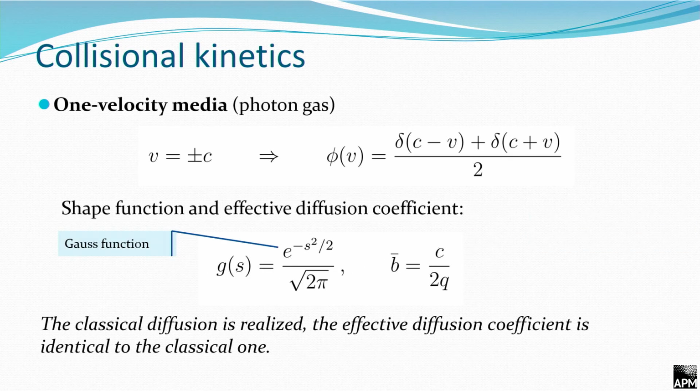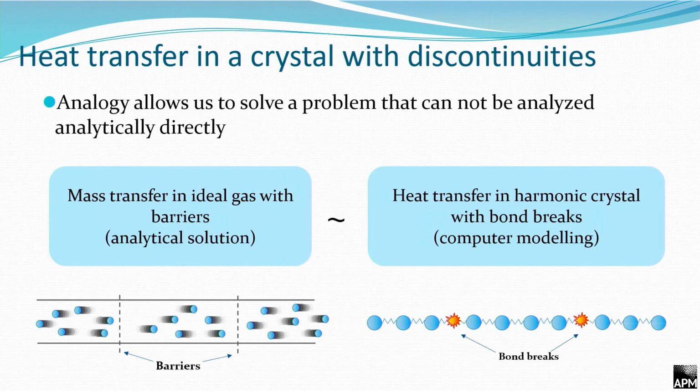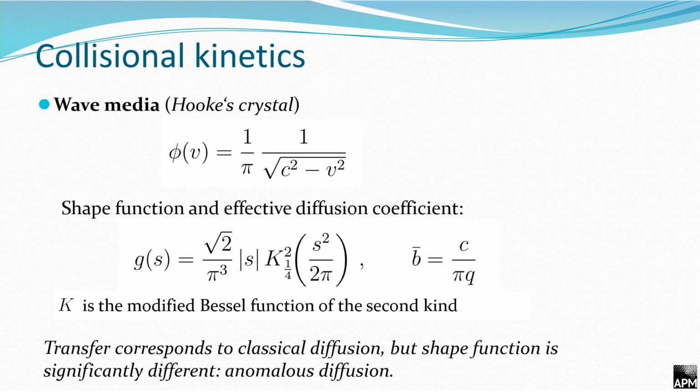If this is a kind of photon gas, you have only two possibilities of velocity, c and minus c. In this case, you will have the classical shape function known for diffusion, the Gauss curve. But surprisingly, if we consider a Hooke crystal, then after integration we have a different shape function. It is represented in terms of K, where K is one of the Bessel functions, and it has a quite different form from the Gauss curve. I will show it a little bit later.